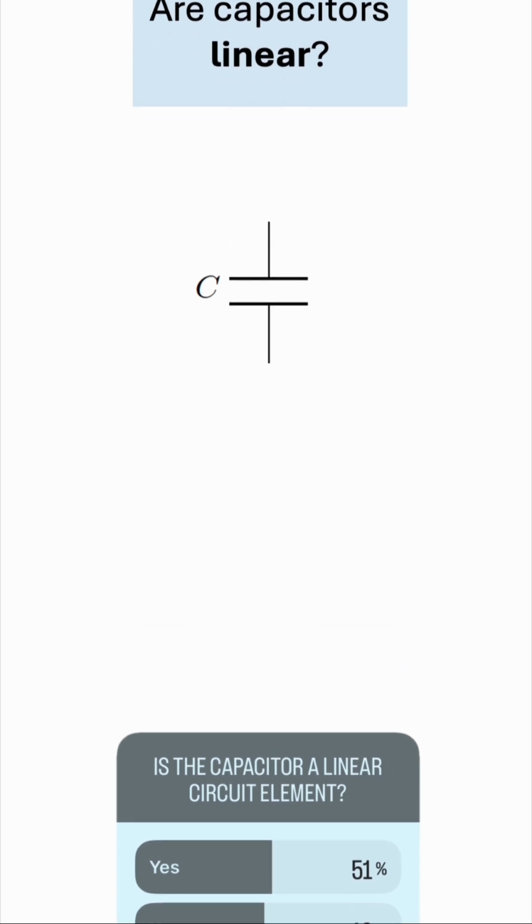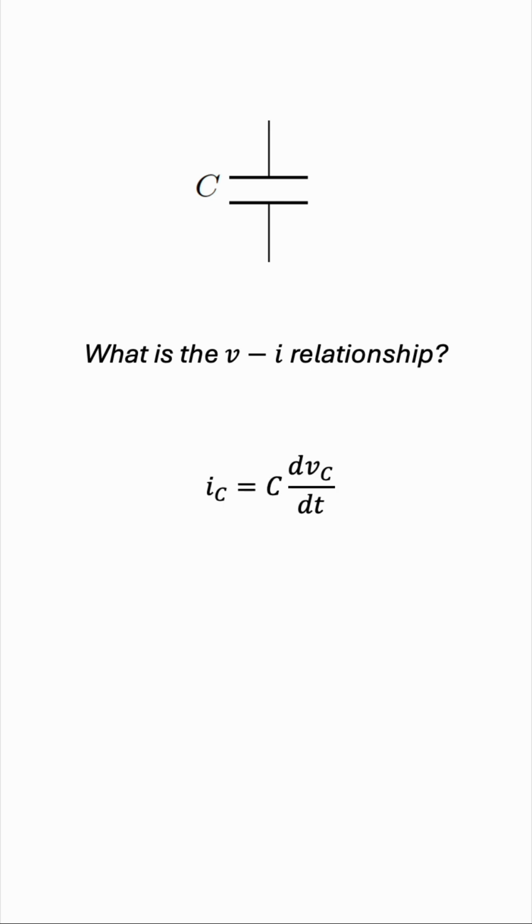The first thing we need to ask ourselves is, what is the voltage-current relationship for the capacitor? If you've been watching my videos, you should know that this is I_C, the current, or the displacement current to be precise, is equal to the capacitance times the derivative of voltage. For this relationship to be linear, it needs to satisfy two conditions.